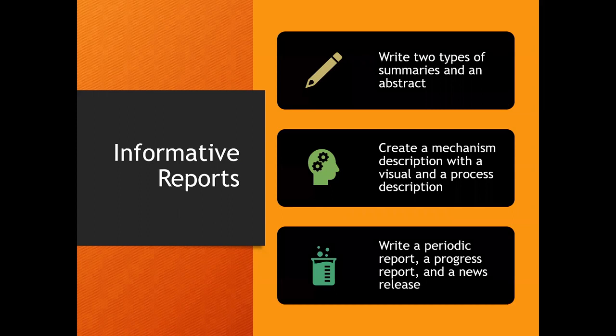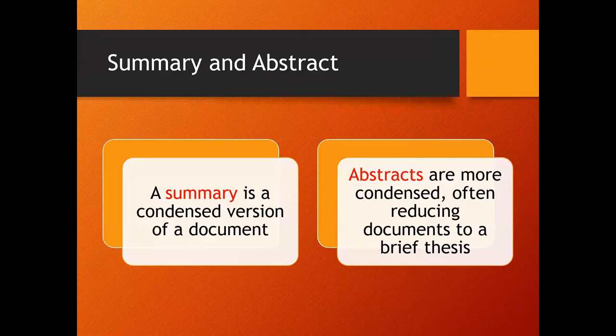So informative reports, you can have different types of summaries and abstracts. You can create a mechanism description with a visual and process description, or you can write a periodic report, progress report, or a news release. And they're going to have different types of information and different audiences contained in each of these reports.